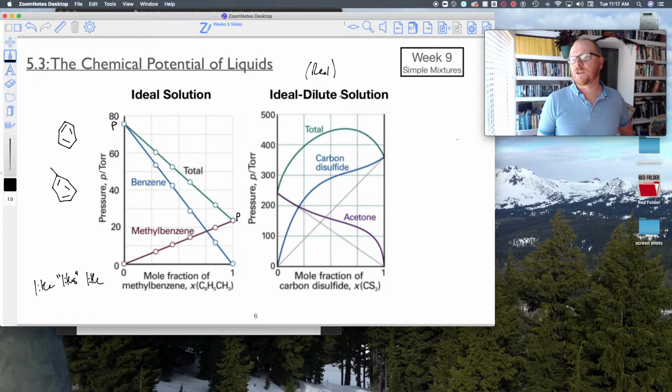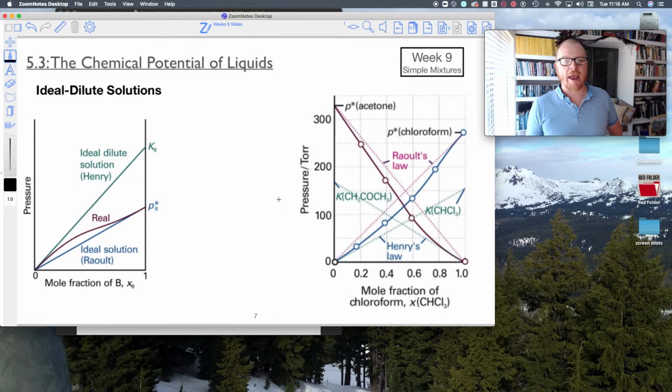Okay, so what about a real solution or an ideal dilute solution? So for example, carbon disulfide and acetone. So the dotted lines here are the Raoult's law line, R-A-O-U-L-T-S. So these dotted lines are both Raoult's law. And you can see there's actually a region here for acetone where it's following along this Raoult's law line, but then it deviates from that. And you can also see for carbon disulfide, just for a very small addition, in other words, for a very dilute addition, it's also following the Raoult's law line, okay?